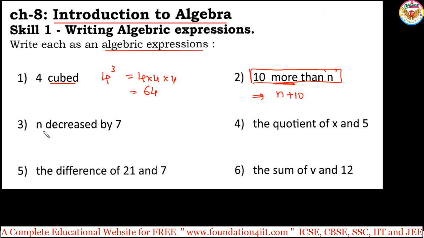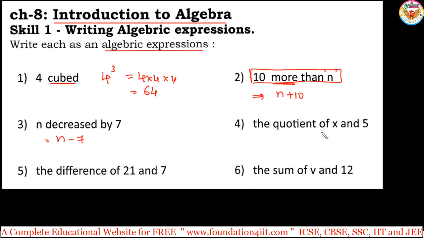Next one, n decreased by 7. n decreased, how much decreased? n by 7, so n minus 7. We have two types in decreased: by and from. For example, if they are asking n decreased from something, then we take that in front; we'll see that in the next topic. Here it is only n decreased by 7, so n minus 7 is the value for this.